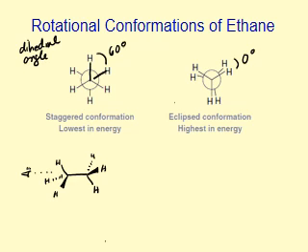Whereas in the eclipsed conformation, the bonds are overlapping with each other, hence the name eclipsed, like a solar eclipse in which you have the moon going over on top of the sun. That's where the name comes from for an eclipsed conformation of an alkane.